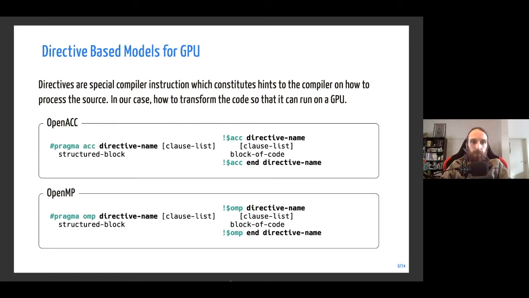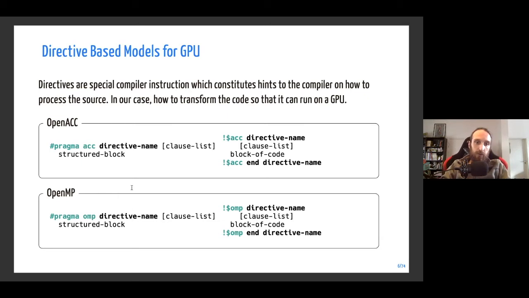And for that, they use directives, and these directives are a special compiler instruction which gives hints to the compiler on how to process the source. And in our case, these hints tell it how to transform the code so that it can be run on a GPU. So these directives have the following form.